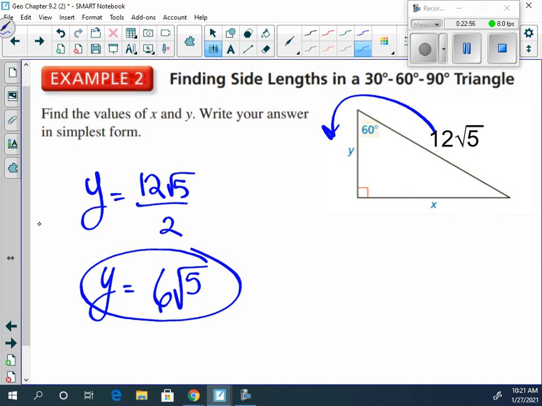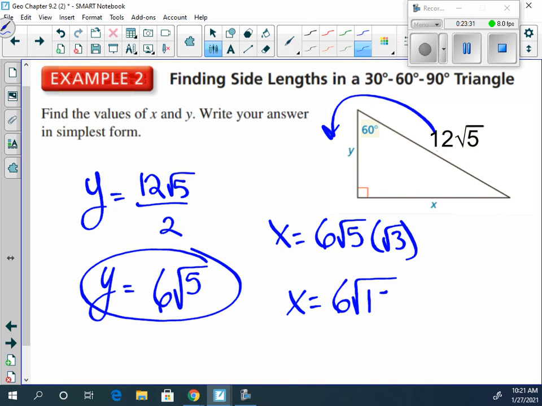Okay, now that we found the shortest side, what next? So to get the side opposite 60 degrees, we take the shortest side length and multiply it by the square root of 3. And you can do this in a calculator. 6 square root of 5 times the square root of 3. And if we do this, we get 6 square root of what? 15. Side opposite 30 and side opposite 60.